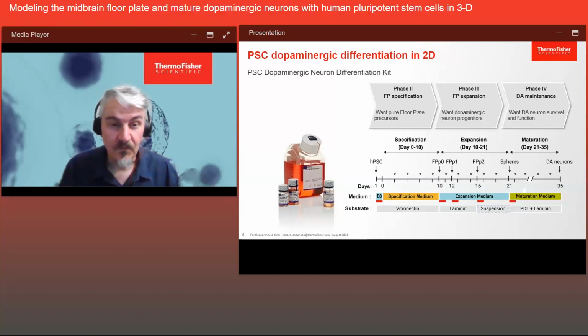So after this kit was released, we had a number of customer requests to develop a version of this for 3D culture to generate midbrain organoids. And so that's what we set out to do.